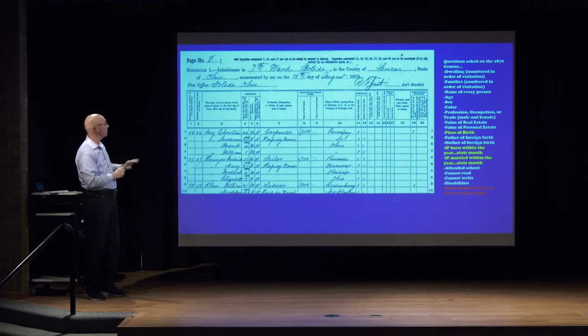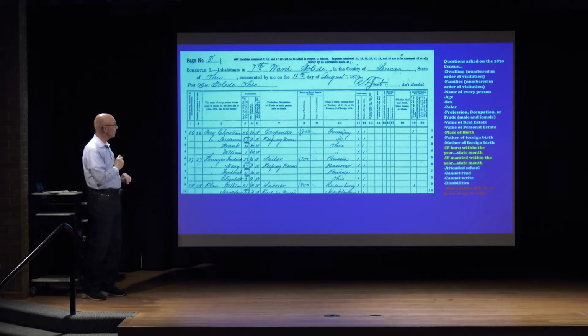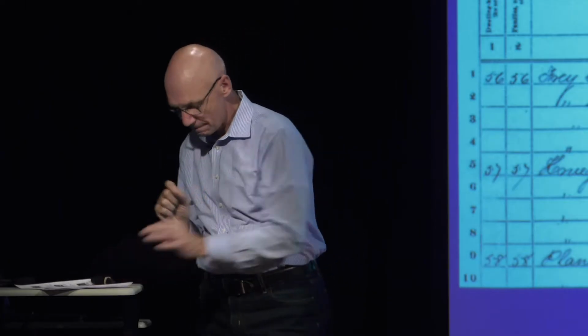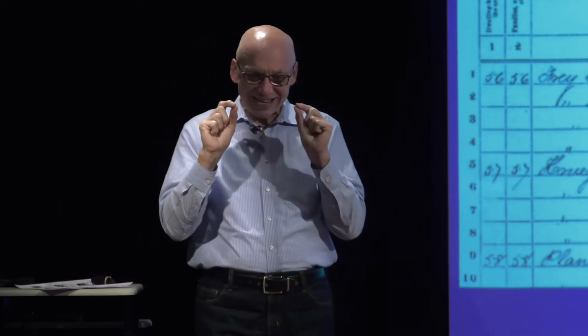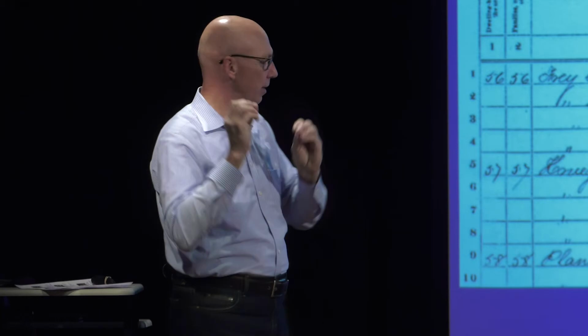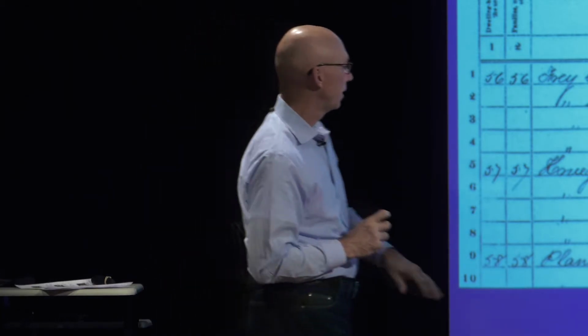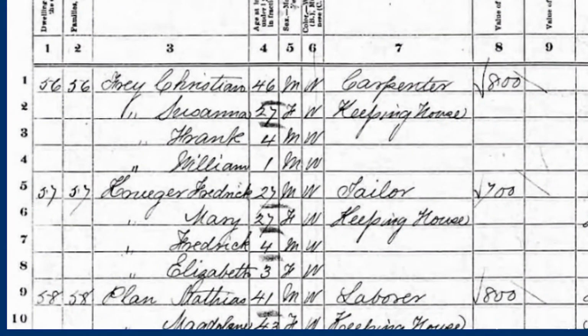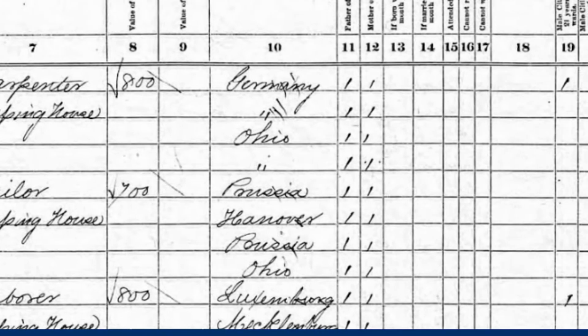So here we take a look and see the 1870 census. This is where we wish we had that relationship information afforded to us. As you see, here we have the names of all the people in the household. We have their ages, their sex, their race, their occupation. We even see where they are born.